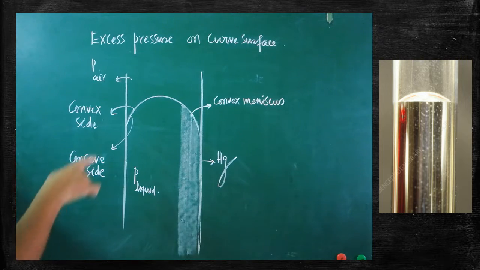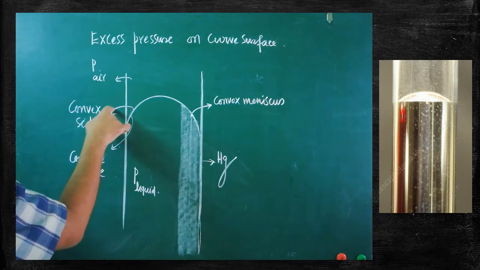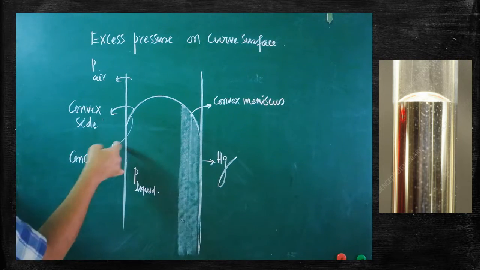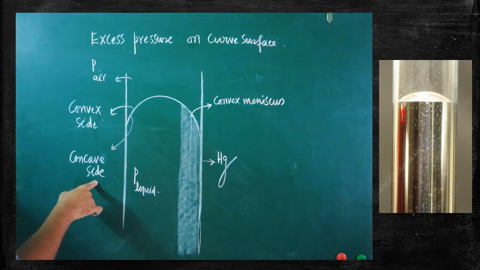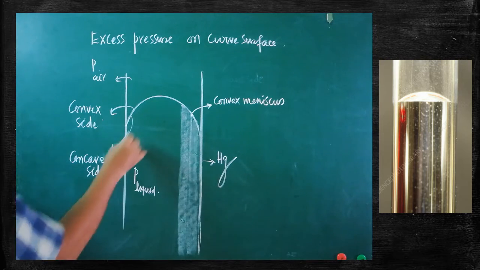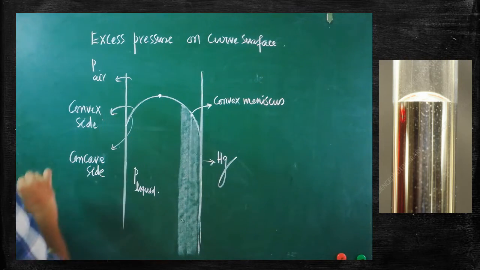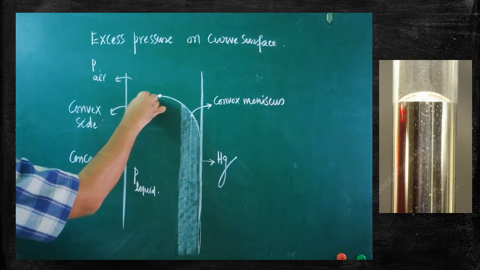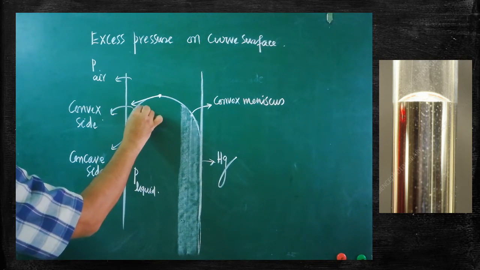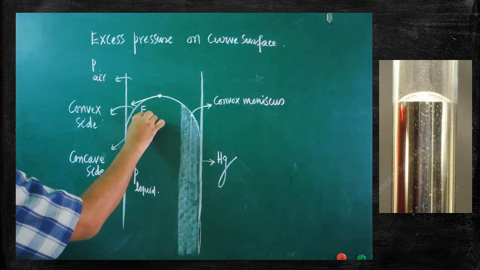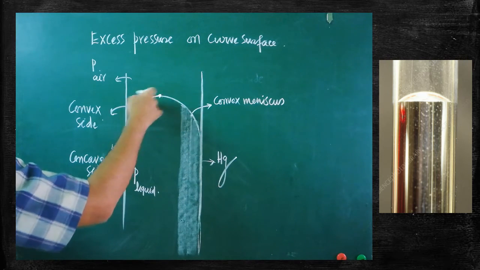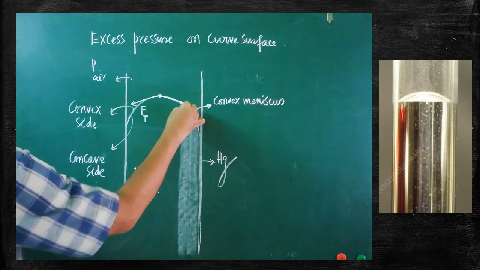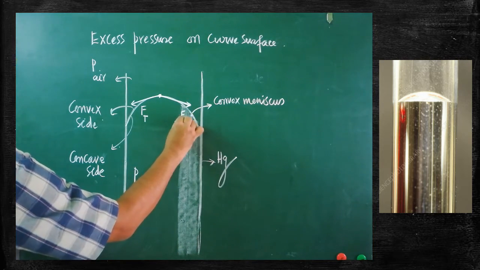So here there are two sides. The upper layer, this side, can be called the convex side. The bottom side can be called the concave side. Are you clear? Now let us imagine a molecule, a mercury molecule. Here the force due to surface tension will be acting tangentially, since it is curved. Is it clear? The force due to surface tension will be acting in this direction. Here also the force due to surface tension will be acting in this direction.